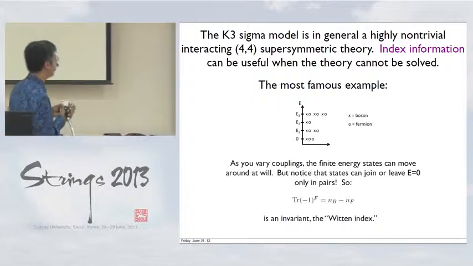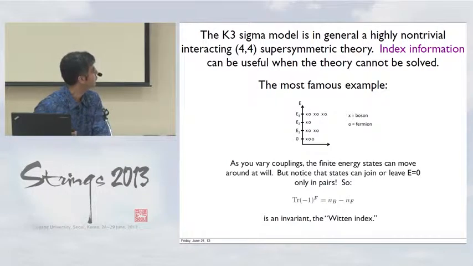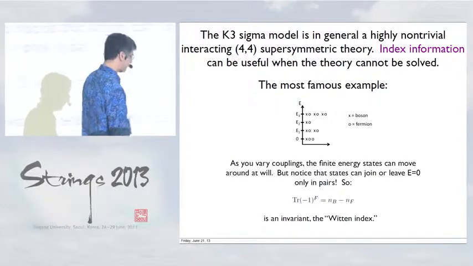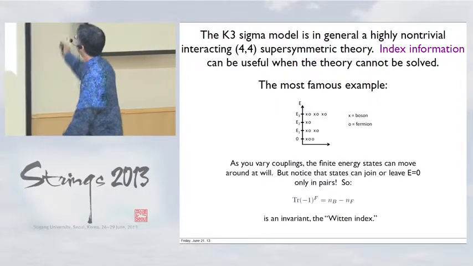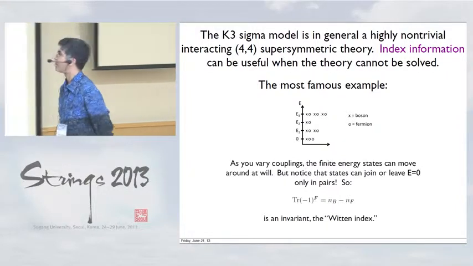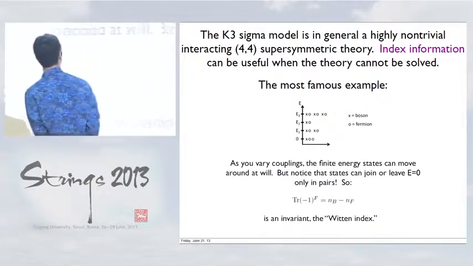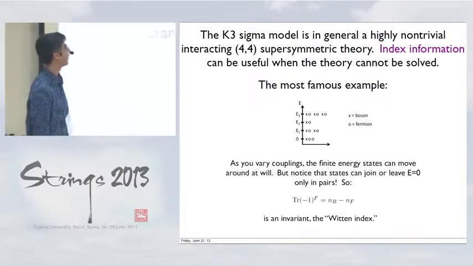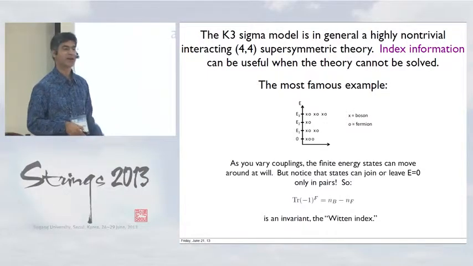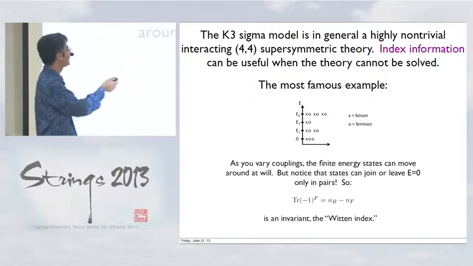Now, the K3 sigma model is a highly non-trivial, two-dimensional (4,4) supersymmetric theory. It's not a theory that you can solve in any easy way, but as we just heard in previous talks, index information or cohomology of supercharges can be useful when the theory cannot be solved. So the most famous example of this, of course, is the Witten index in a theory that has at least one interesting supercharge, as in the last talk, some linear combination of the Q's that has the right squaring to make Hodge theory apply. All excited states in the supersymmetric theory come in Bose-Fermi pairs, but ground states need not be paired.